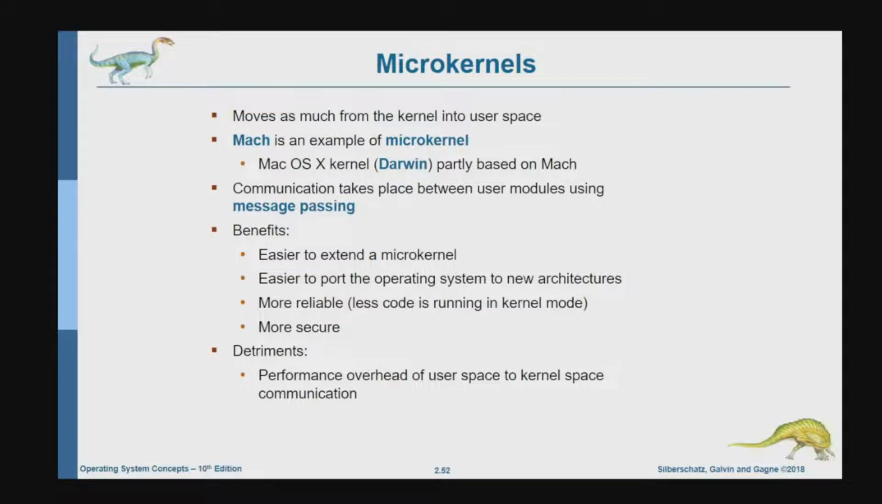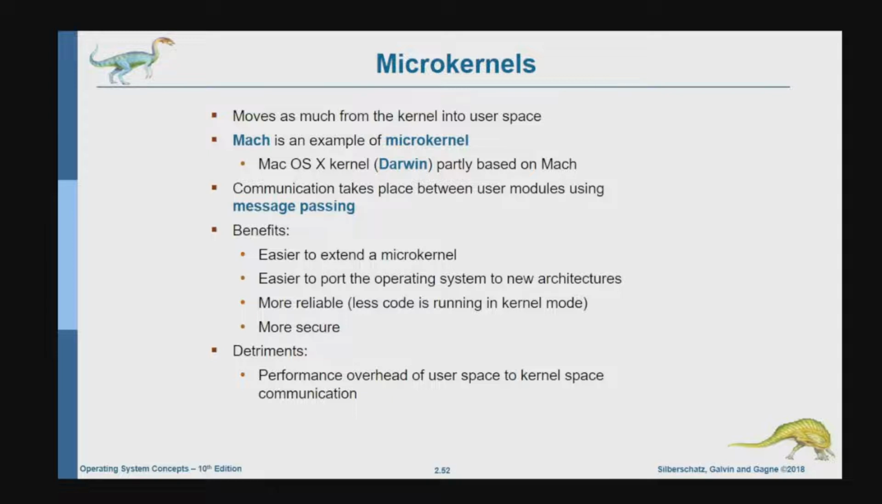Okay, the next part is microkernel. It moves much from the kernel into user space, and Mach is an example of a microkernel. Okay, we have 4 categories: the UNIX, Linux, layered approach, and Mach. So the macOS X kernel, which we usually call the Darwin operating system, is partly based on Mach.